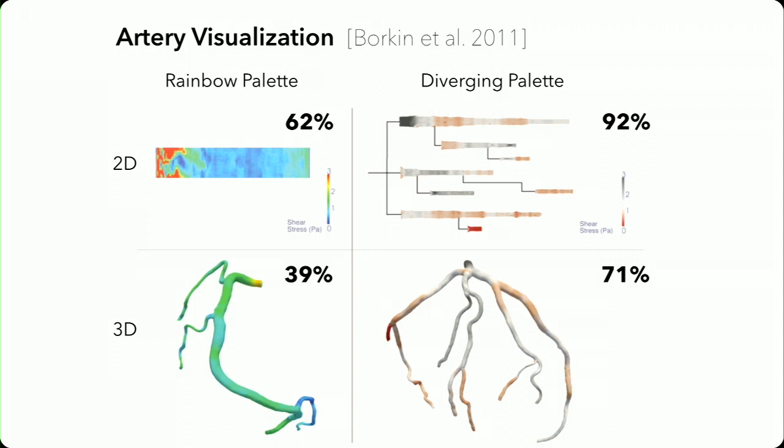So these different choices of visual encoding really do change what we see, how easily we see it, and how we make valid comparisons.